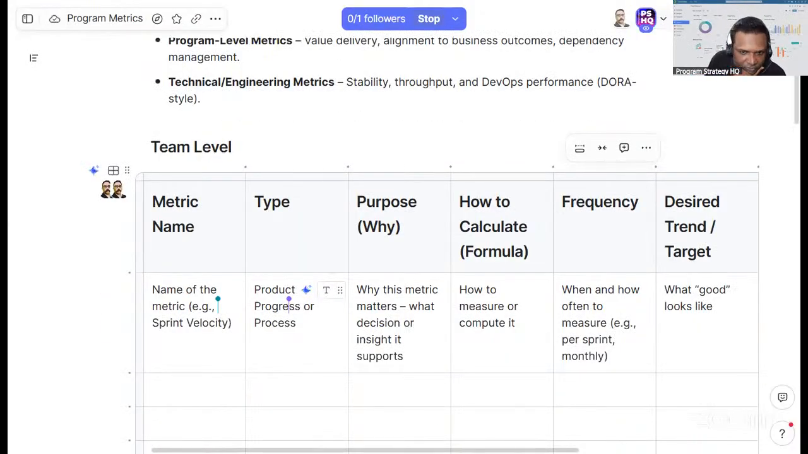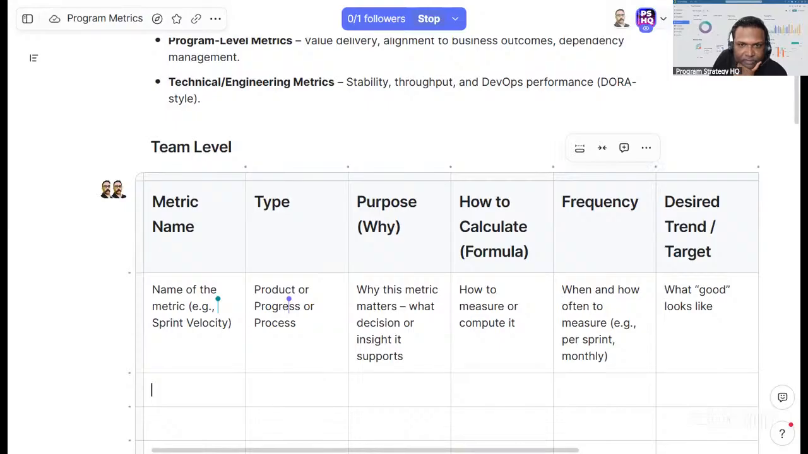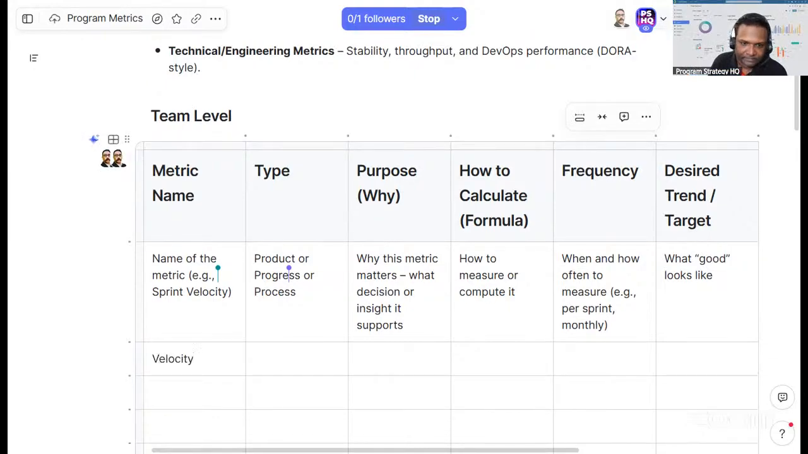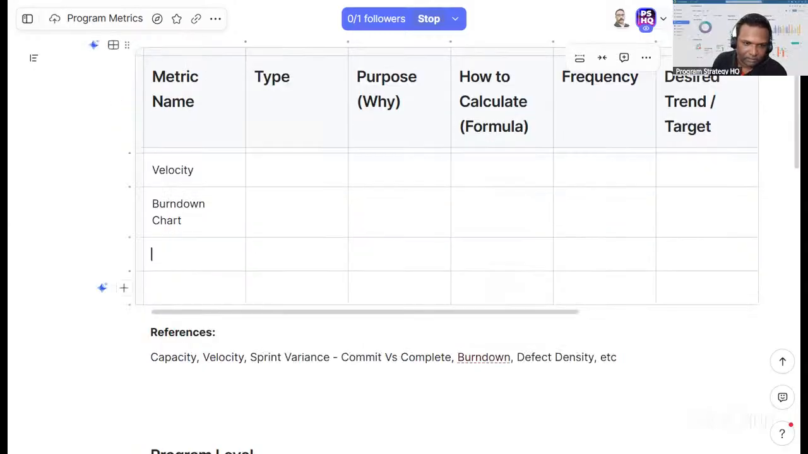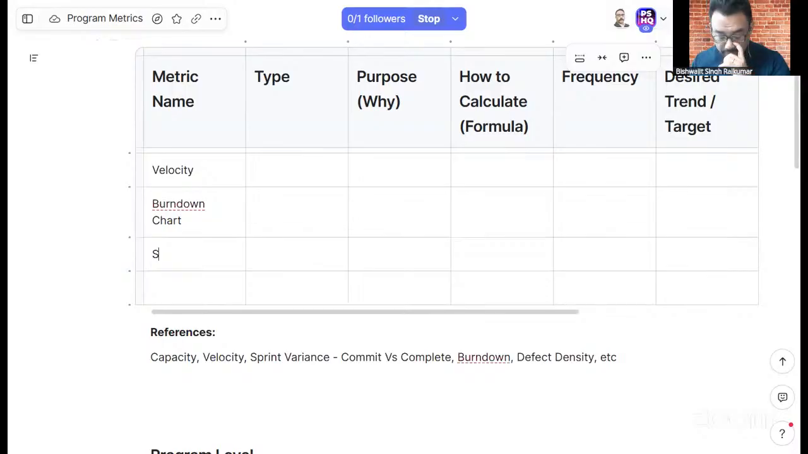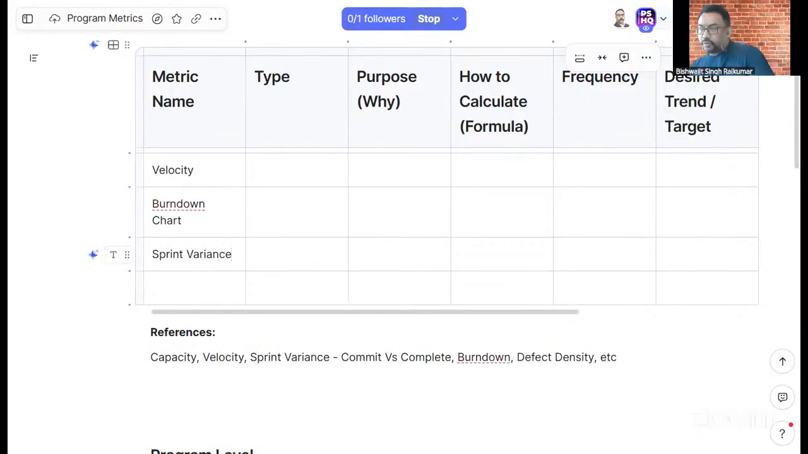Okay, cool. So we'll start with the team level metrics. Any first thing which comes to your mind? Exactly, this is the sprint velocity. Velocity, right? Yeah. Burn down chart is what we use very commonly. And sprint variance, sprint report. There's something called a sprint report.